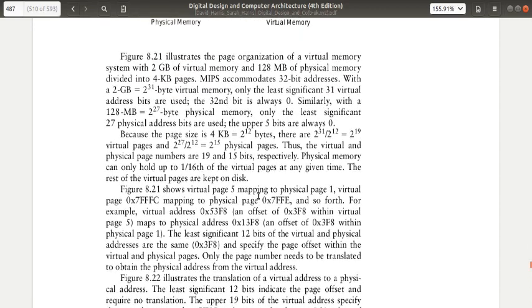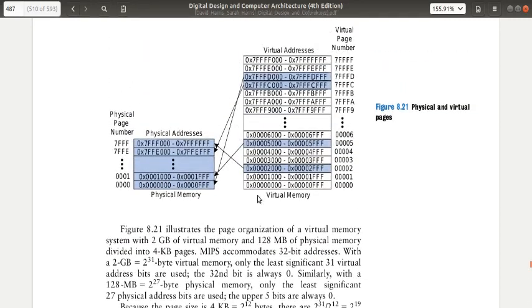Now let's see how this actually happens. Here what we are seeing is the virtual address space. Some of these virtual addresses are mapped into physical addresses, right? So the virtual page number 7FFFD is mapped into the physical page number 0000, right? Similarly, the virtual page number 0002 is mapped into the physical page number 7FFF. Like that, the virtual page number 7FFFC is mapped into the physical page number 7FFFE.